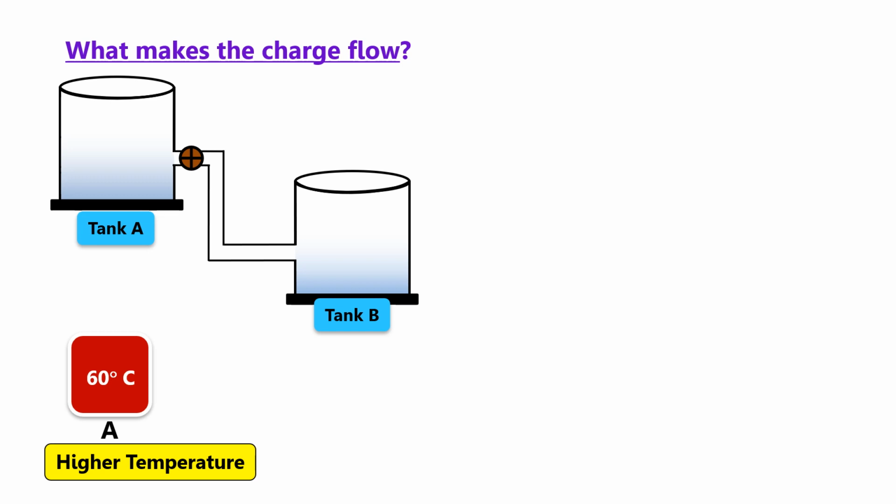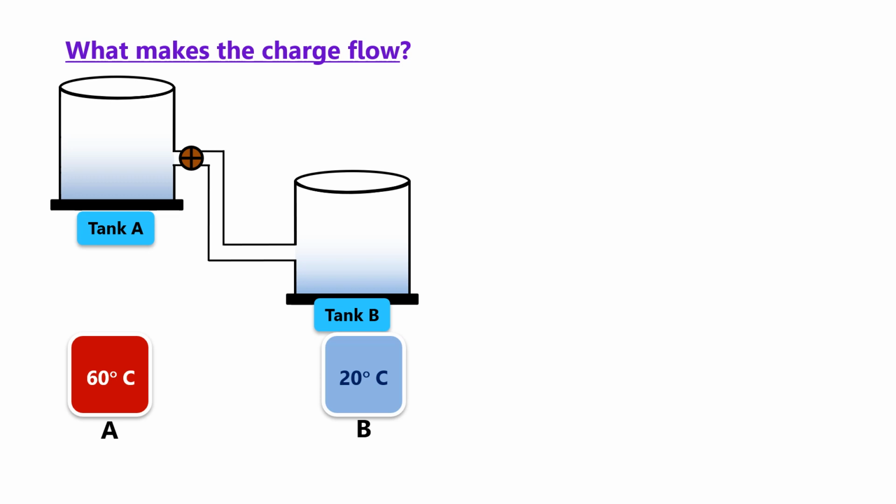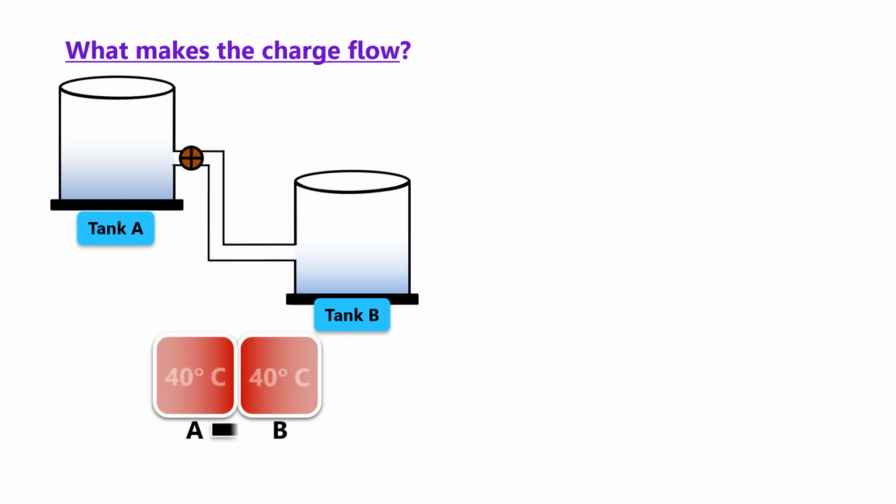Say 60 degrees Celsius is the temperature at A, and 20 degrees Celsius is the temperature at B. So A has a higher temperature than B, and B has a lower temperature. When they are touched, they are in contact, so heat flows from A to B till a common temperature of 40 degrees Celsius is obtained in the two.